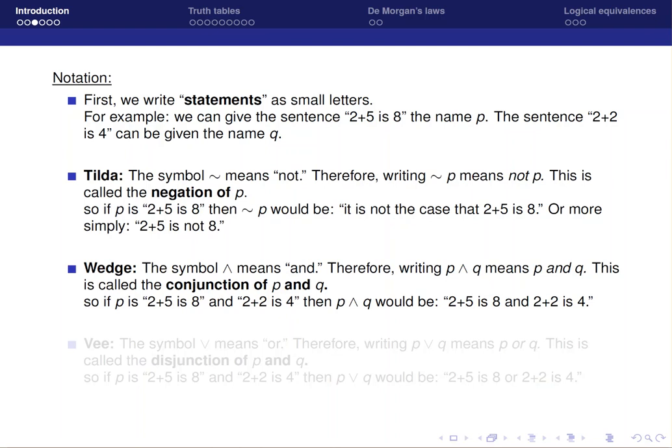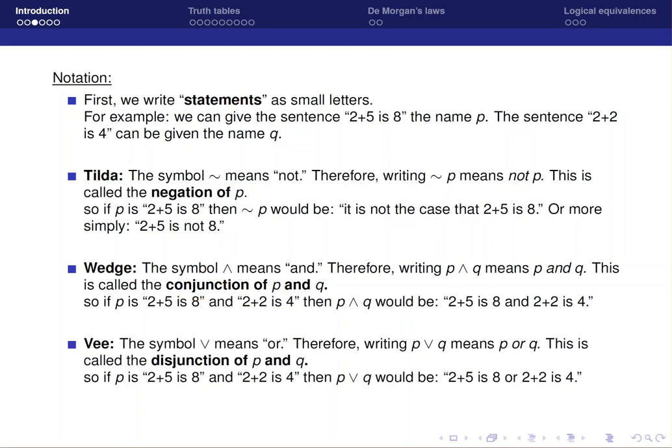We will also use the wedge symbol. The wedge symbol is going to be referring to the word and. So if you want to replace the word and with a symbol, you're going to use the wedge. So writing p wedge q means p and q. This is also known as the conjunction of p and q. So when you hear the word conjunction, you should be thinking of the word and.